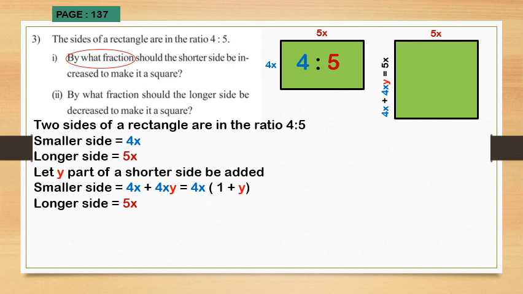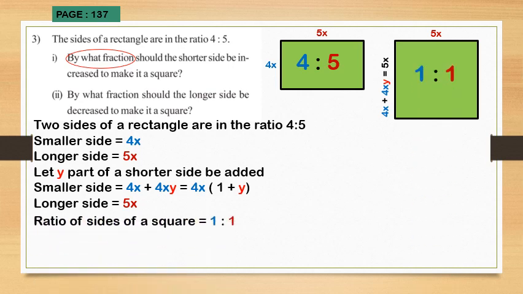Why? Here 4x is common. So let us take it outside and write 4x into (1 plus y). And longer side remains same, which is equal to 5x. And it makes a square. We know sides of a square are equal in length. So the ratio of sides of a square equal to 1:1.